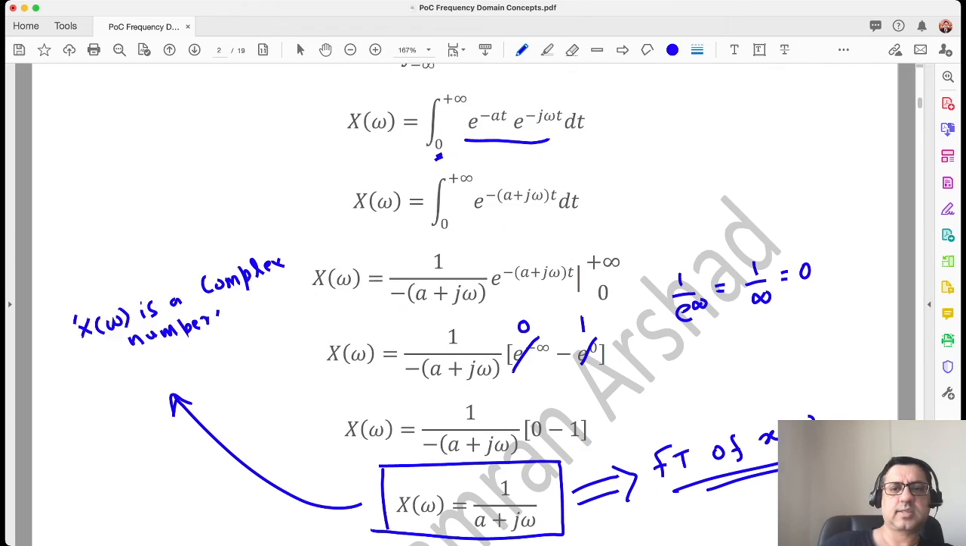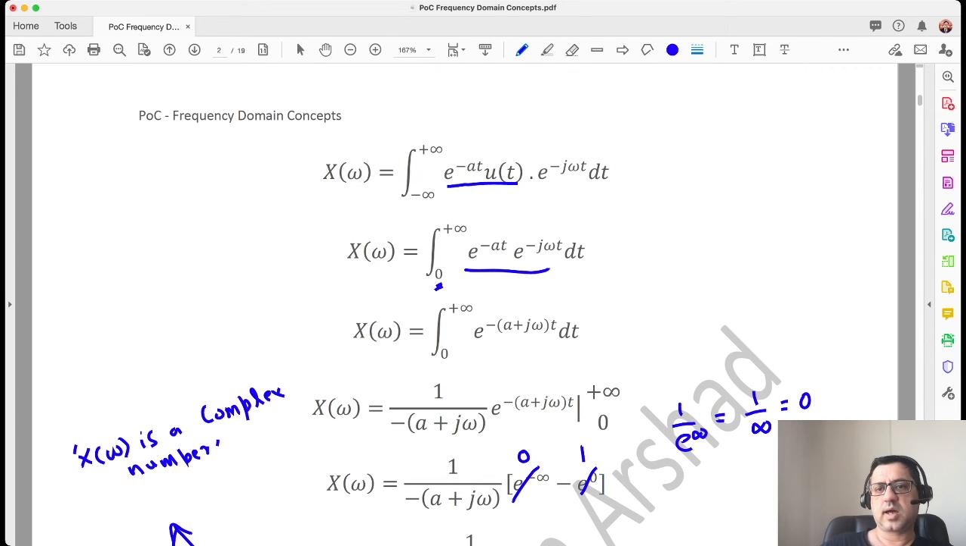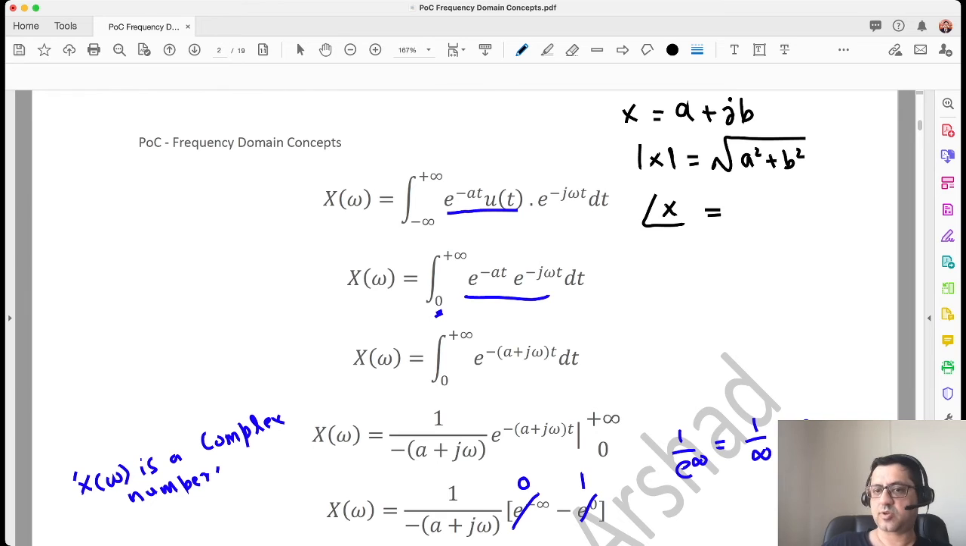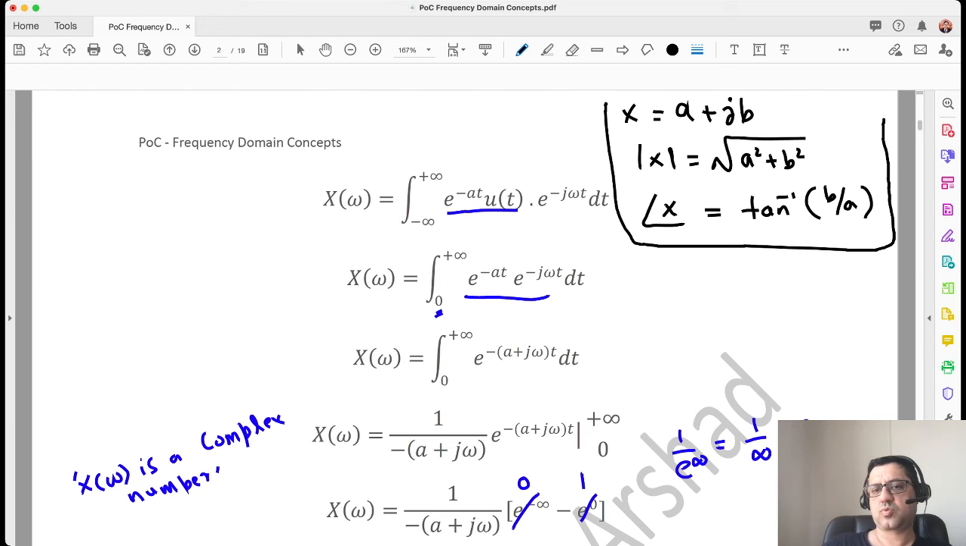Before we do that, just to quickly review your memories for complex numbers, you know very well, if we have a complex number, it is normally in this form, a plus jb. So let's say this is my complex number, I call it simply x. The magnitude of x, can anyone tell me what is the magnitude of x? Yes, very good, square root of a square plus b square. And can anybody tell me what is the phase or angle of x? Very good, yes, tan inverse of b over a. So this is nothing new, just to refresh your memories.